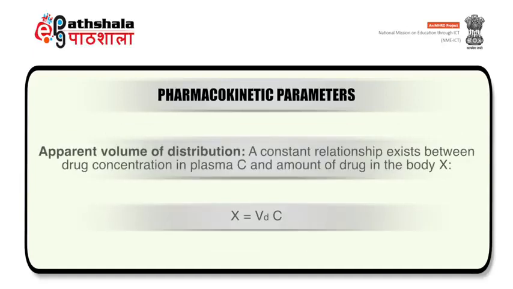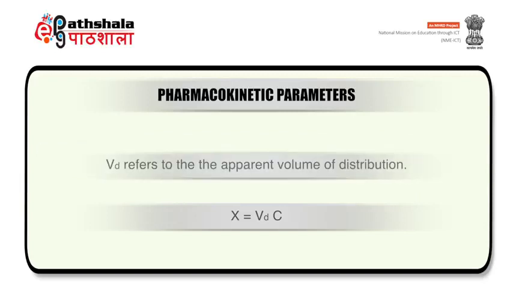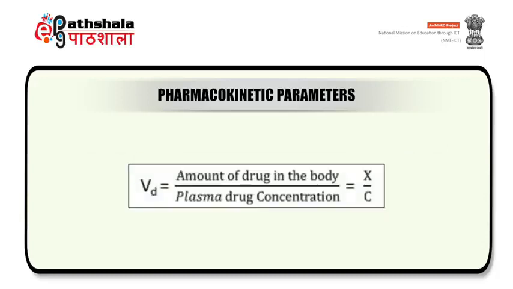Apparent volume of distribution is complex to find out directly. X, that is the amount of drug in the body, benefits from the fact that a constant relationship exists between drug concentration in plasma and amount of drug in the body, and hence X is equal to Vd into C, where Vd refers to the apparent volume of distribution. From the above equation, Vd is equal to the amount of drug in the body, that is X, divided by plasma drug concentration, that is C.